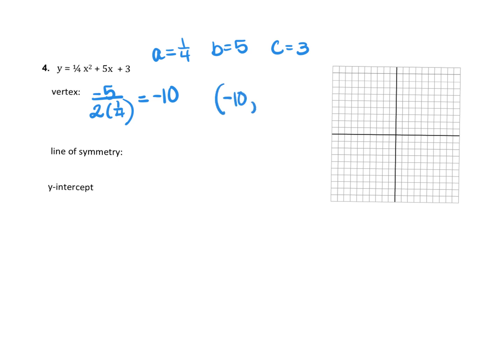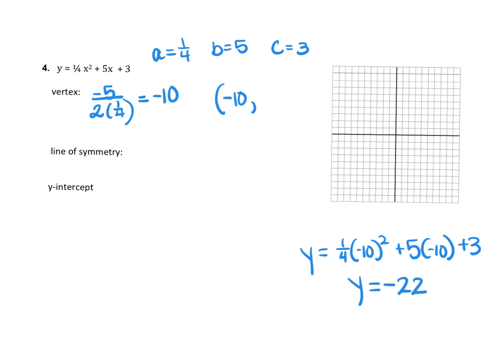So let's find our y value then. y is equal to 1/4 times (-10) squared plus 5 times -10, plus 3. When you simplify that, you're going to have y equal to -22. So it looks like our vertex is at (-10, -22). Now it looks like that's going to go off our graph, so we'll do the best we can. So our -10, 2, 3, 4, 5, 6, 7, 8, 9, 10, and then we're going to go all the way down. Let's just say -22 is down right over here, okay?